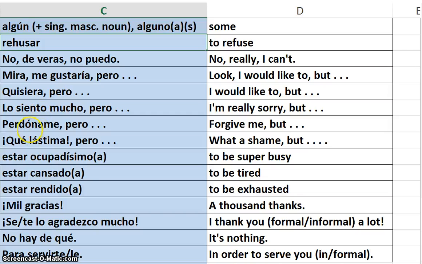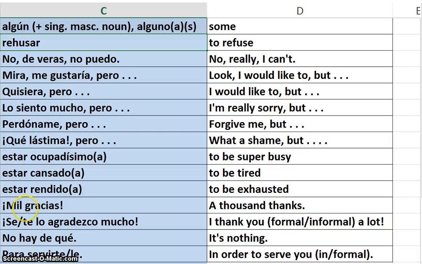I'm really sorry. Forgive me. This is a command. Perdóname. This is the informal form of it because you take the he, she form of the verb. But perdonar, if you want to be formal, you would change it to perdóneme. Probably something you need to know. What a shame, but to be busy, super busy. Remember, if words end in isimo or isima, that's super something. To be tired, of course, adjectives have to match who you're talking about, and it's a star because it's a temporary condition. To be exhausted.